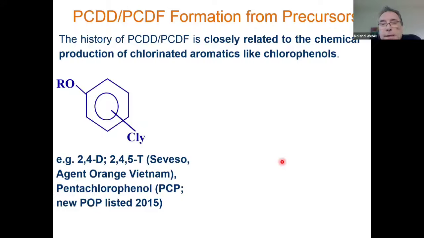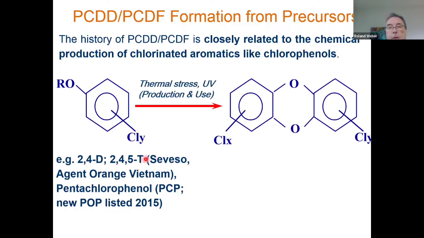The history of dioxins and furans is closely related to the chemical production of chlorinated aromatic chemicals, like the chlorophenols. Maybe one chemical you might know is pentachlorophenol, or short PCP, which was listed as a POP in 2015. But there are also some pesticides like 2,4-D, which is one of the major pesticides used today, and 2,4,5-T. These were also included in the so-called Agent Orange in Vietnam. And in these productions, dioxins were included in those products.